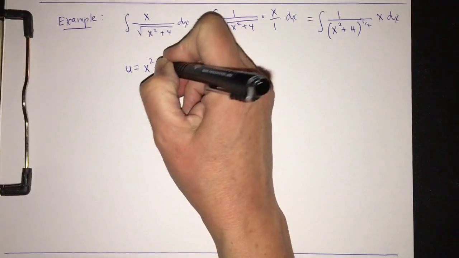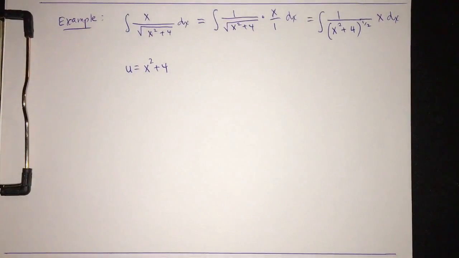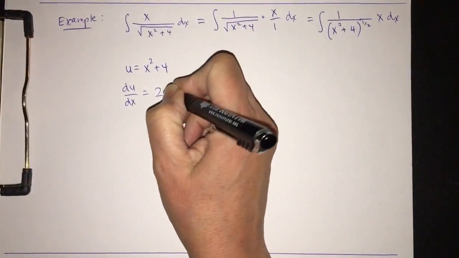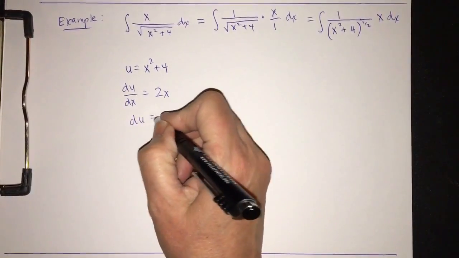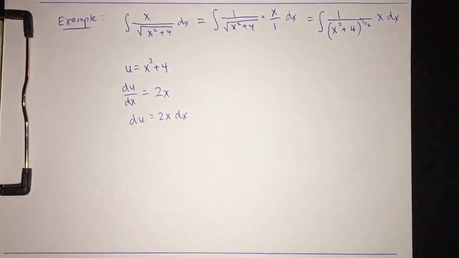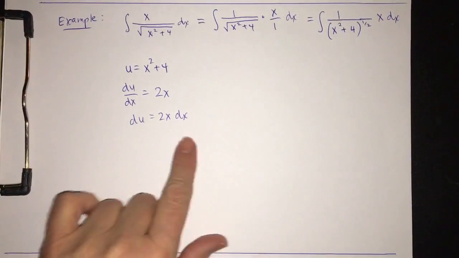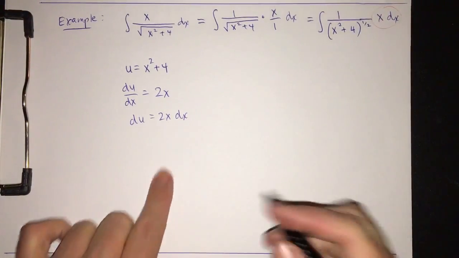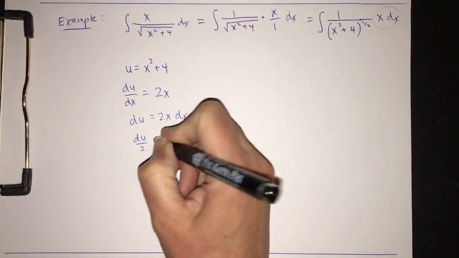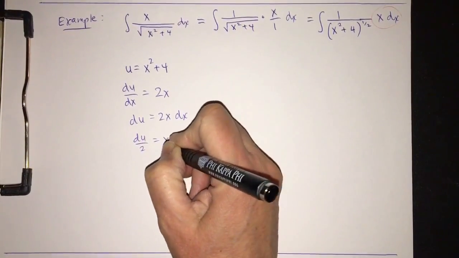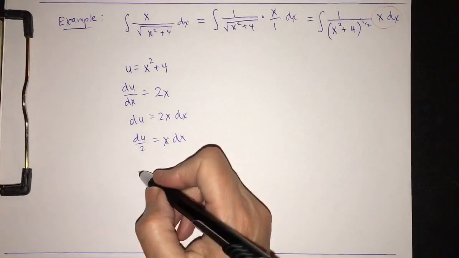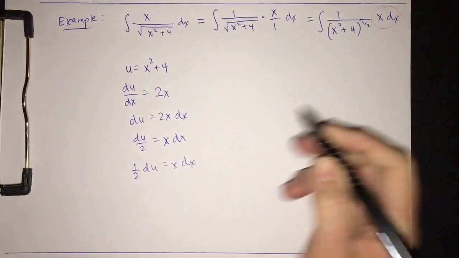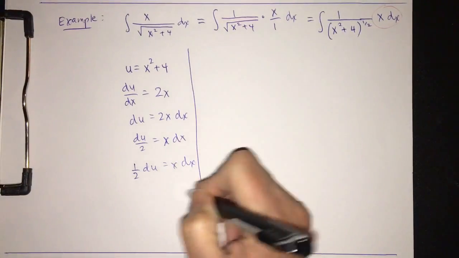U is x squared plus 4, and then the derivative of U with respect to x, du over dx, would be 2x. So du would be 2x dx. If I solve this for x dx, since that's what I have in the problem right here, I can say that du over 2 equals x dx. And then I could write that as 1/2 du is x dx. Either way, I could have maybe done that here.